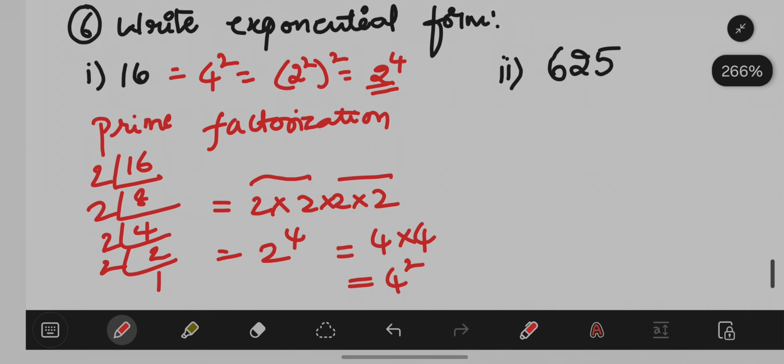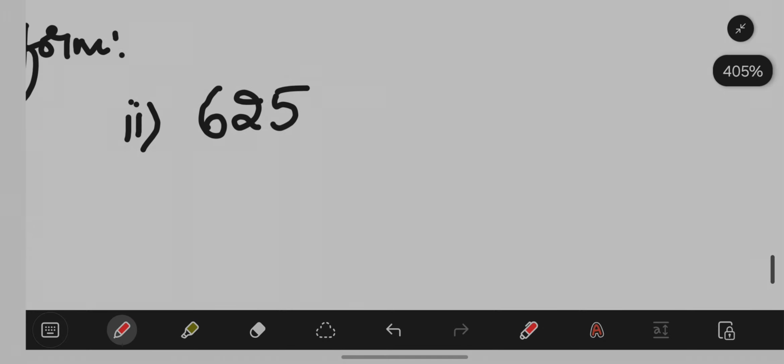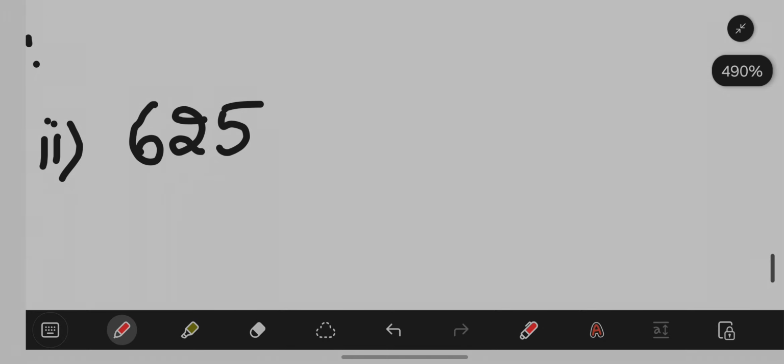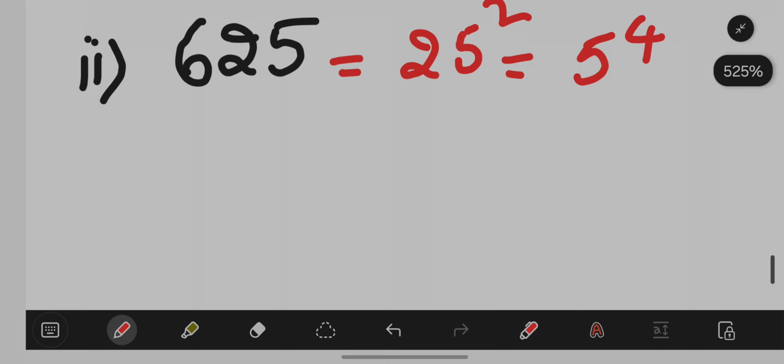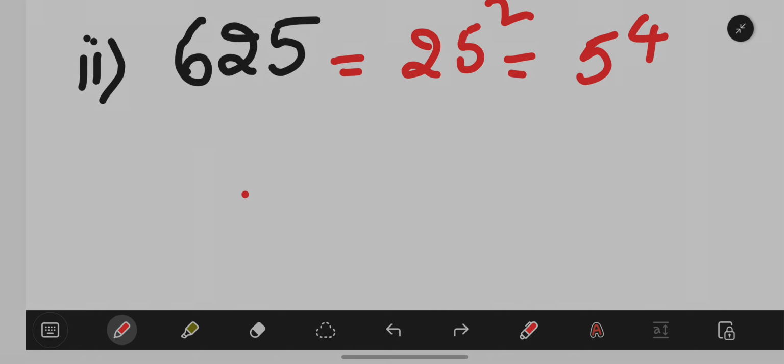Okay. Next question is 625. 625 I can simply tell as 25 square actually. And 25 is 5 square, so whole square is 5 power 4. Now in this way you might not understand. Do the prime factorization for 625 quickly.